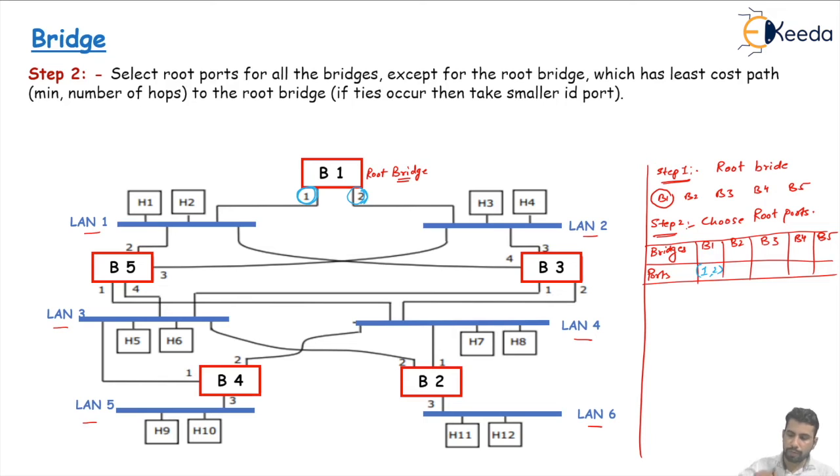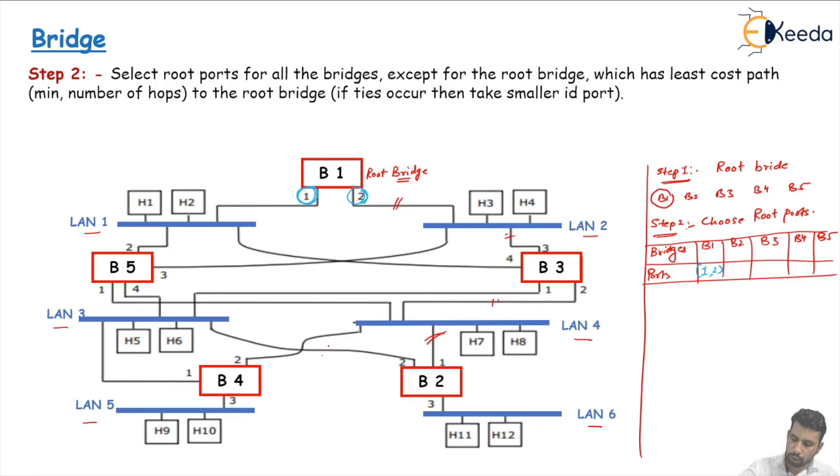For bridge number 2, let's count the minimum number of hops. Bridge number 2 will reach the root bridge from the above side. From the above side, from port number 1 or 2, there is a possibility to reach root bridge 1. If we follow this path, then this is bridge number 1, port number 1. So this is path 1. From here, this is number 2, this is number 3, and this is number 4.